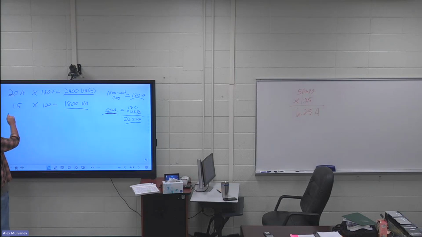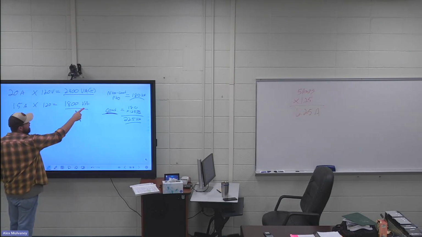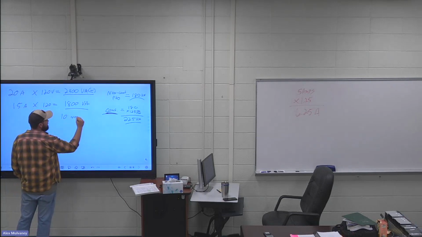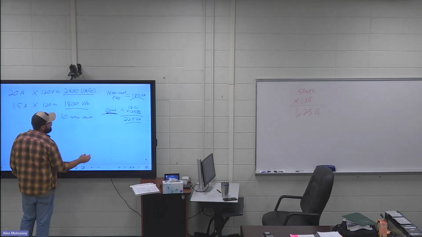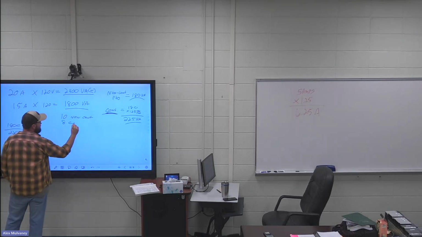So with a 15 amp breaker or fuse, I have 1,800 volt amps available to me. How many non-continuous plugs can I put on that? 10 non-continuous. How many continuous duty plugs can I put on a 15 amp breaker? How would I find that? What is that? 8? Is it directly 8? Yeah. Okay, so that's 8 continuous plugs.